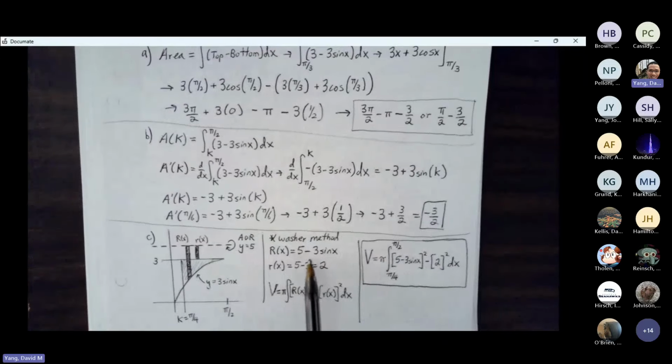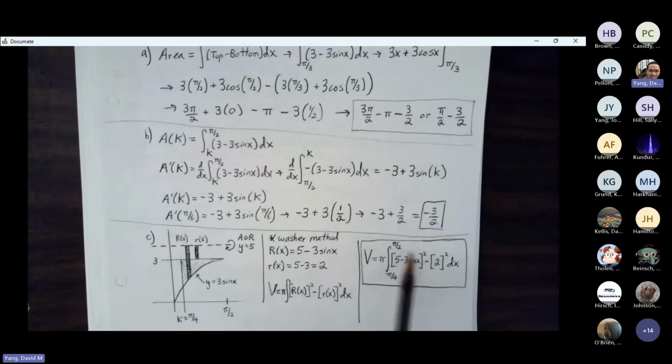Okay, replace r of x with 5 minus 3 sine of x, quantity squared. Little r of x, quantity squared.